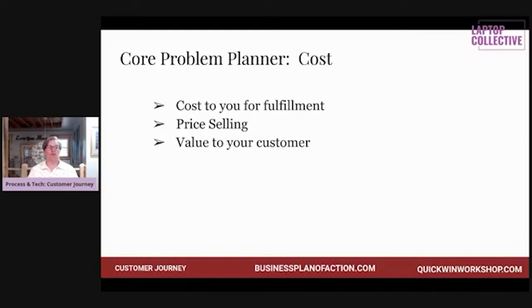All right. So what is the cost to you for fulfillment? You need to understand how much time it is going to take you on average to fulfill, and then you need an hourly rate for that fulfillment cost. What is the price that you're selling? I think people get confused here. The price that you're selling your offer and the value to your customer are two different numbers.